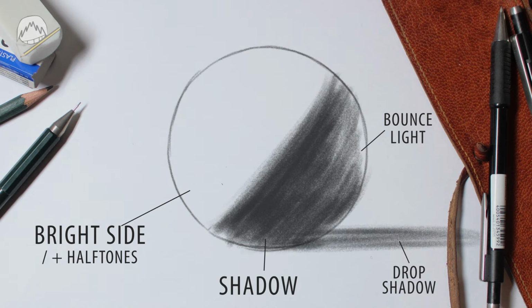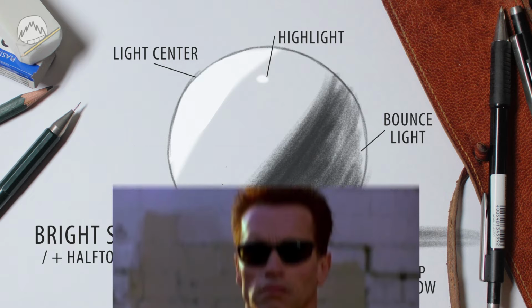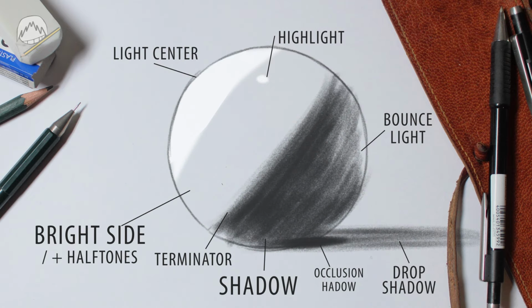Plus the drop shadow has a part where it's the darkest, so that would be right at the beginning. That's the so-called occlusion shadow. Now on the light side we have our light center, and depending on the surface you might have little highlights as well. Now the last thing to add is of course our terminator, no not that one, and we basically have everything you need to know about the topic in one picture.